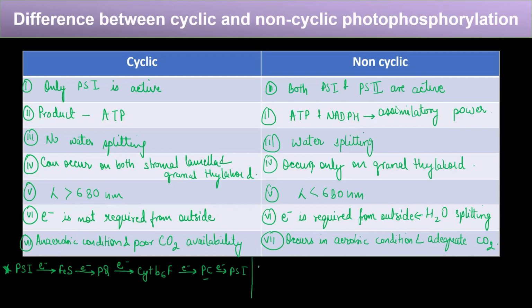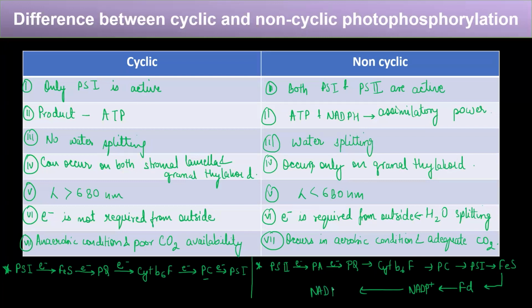Now, in the case of non-cyclic photophosphorylation, what is the chain? So we know that the electron starts moving from PS2, right? And from PS2, it goes to PA. From PA, it goes again to PQ. From PQ, it goes to cytochrome B6F. From here, plastocyanin. And from plastocyanin, it goes to PS1, right? And from PS1, it goes to FeS. From FeS, where does it go? It goes to ferredoxin, FD. And from FD, it ultimately reaches NADP plus, that gets converted into NADPH. So the ultimate electron acceptor in the case of non-cyclic phosphorylation is NADP plus, right? And this is the order of electron transport.